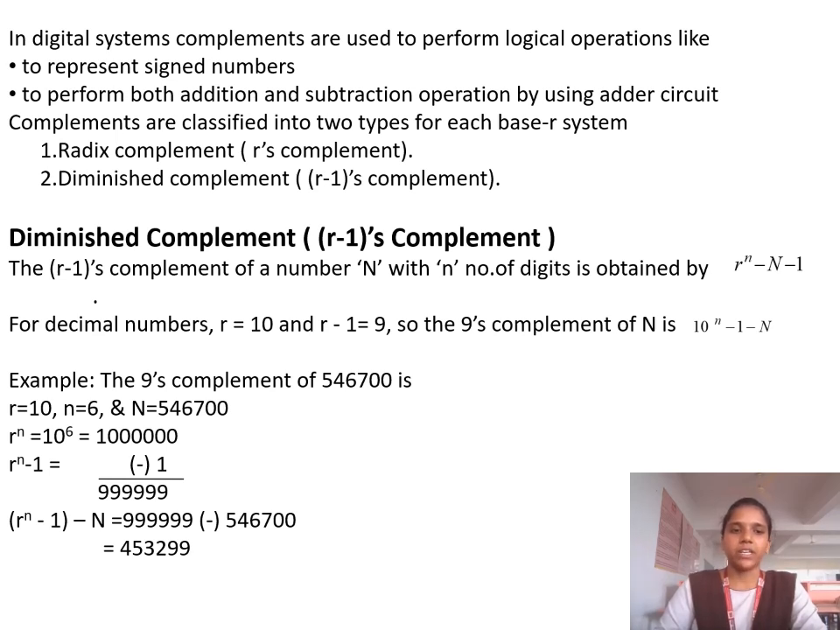Therefore, R power n is equal to 10 power 6. R power n minus 1 is equal to 999999, and we subtract N from it. R power n minus 1 minus N is equal to 453299, as we follow the subtraction operation.